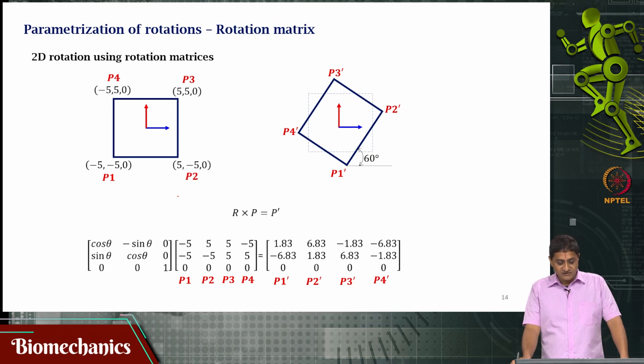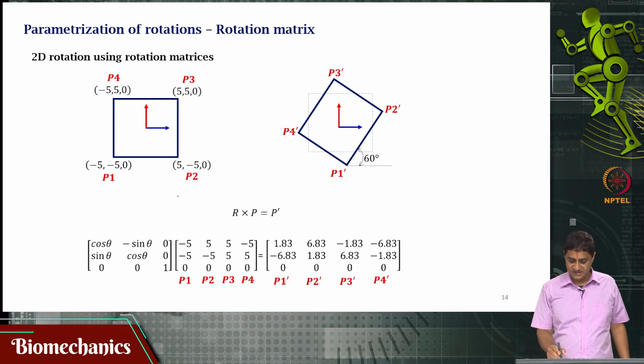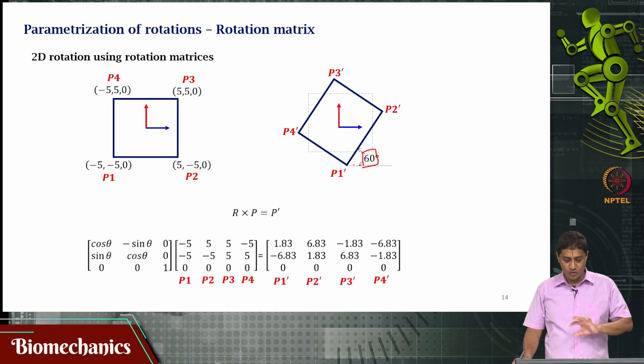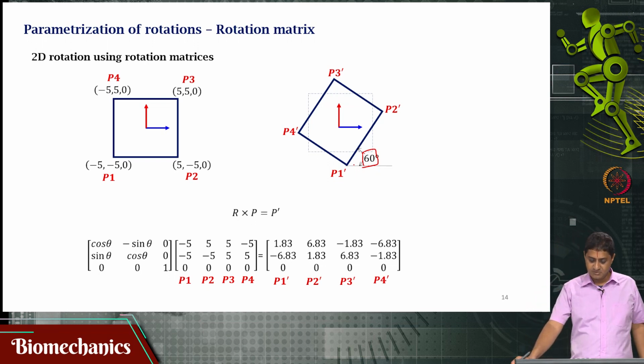Okay. Now, I have this square and I am rotating this whole square by some angle, say 60 degrees. The question is, what is going to be the coordinates of these 4 points in the new rotated frame? What is going to be the coordinates of P1, P2, P3 and P4 in the new frame? The whole square I am rotating, what is going to be P1 dash, P2 dash, P3 dash and P4 dash? That is the question.